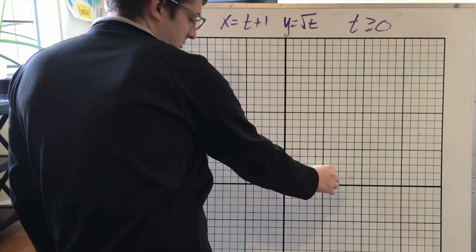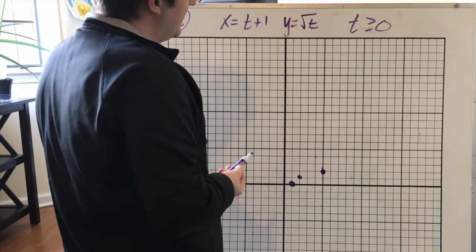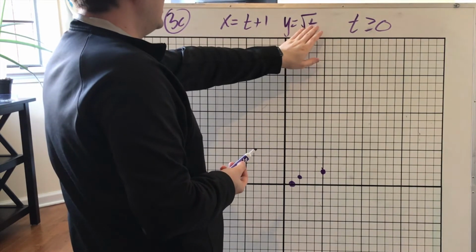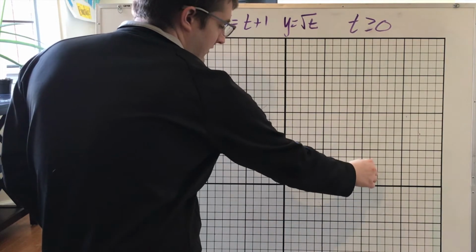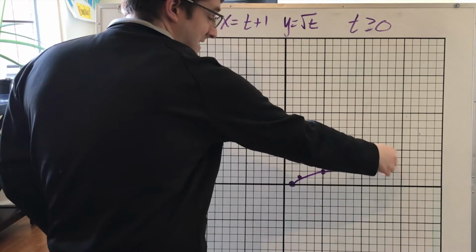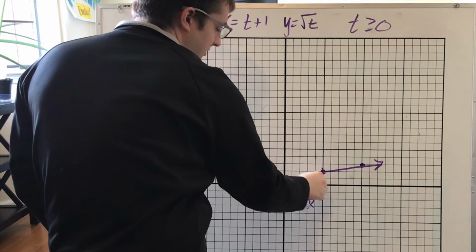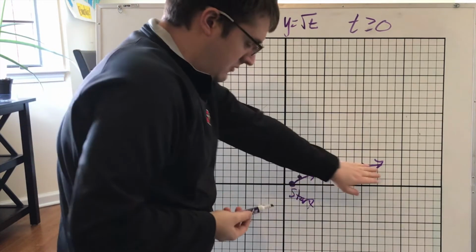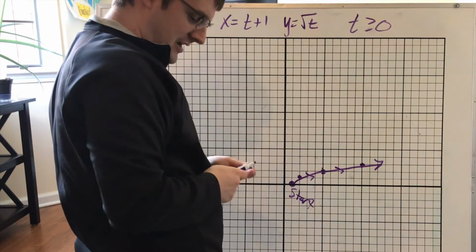So 5, comma 2 is way out there. Next t-value I think I'll do would be 9. So I'm going to get 3 for the y value and 10 for the x value. And I can now connect these. I'll put an arrow at the end because it's open-ended, and I will maybe label start, and you can still put those in if you need to. We don't really necessarily have to because of that open-ended on that one side.